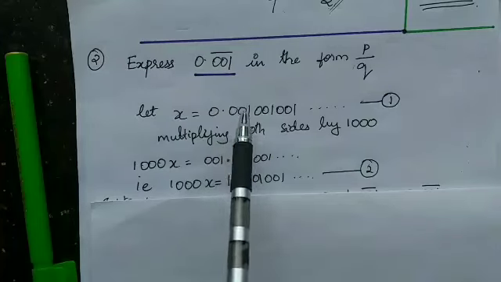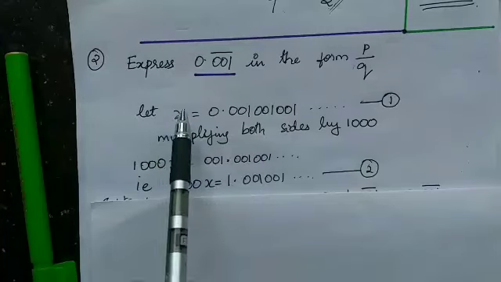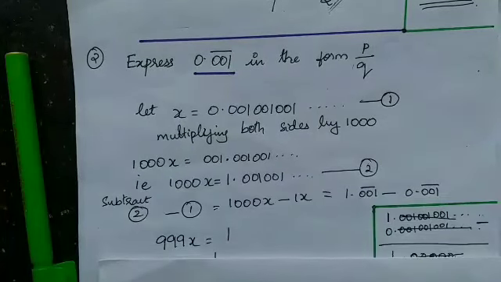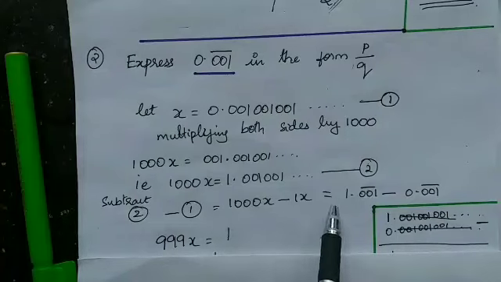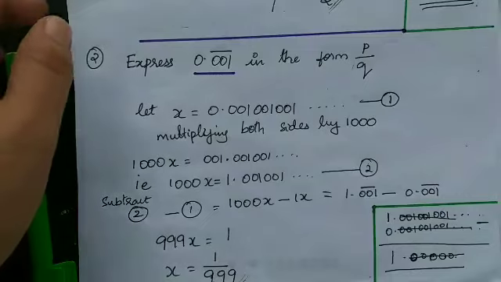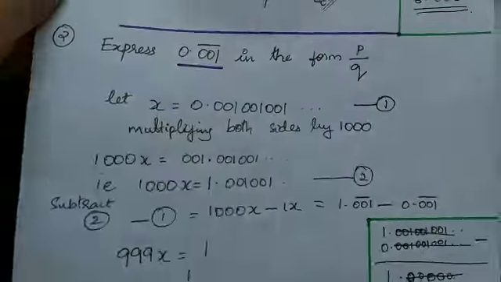Subtracting equation 1 from equation 2, you get 1000x minus 1x is equal to 1.001001... minus 0.001001... After subtraction, you get 1. So 999x is equal to 1 and x is equal to 1 by 999. This is the final answer here. Hope you're clear with these two problems. Next, let us go to the next problem here.